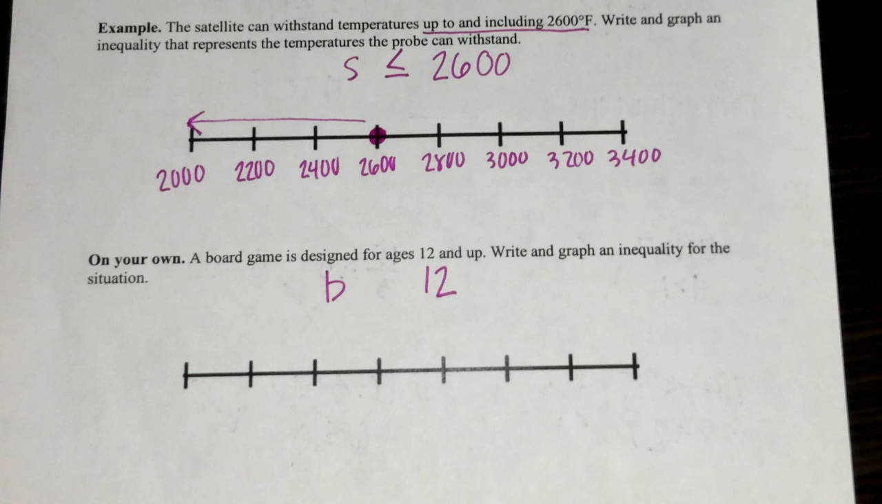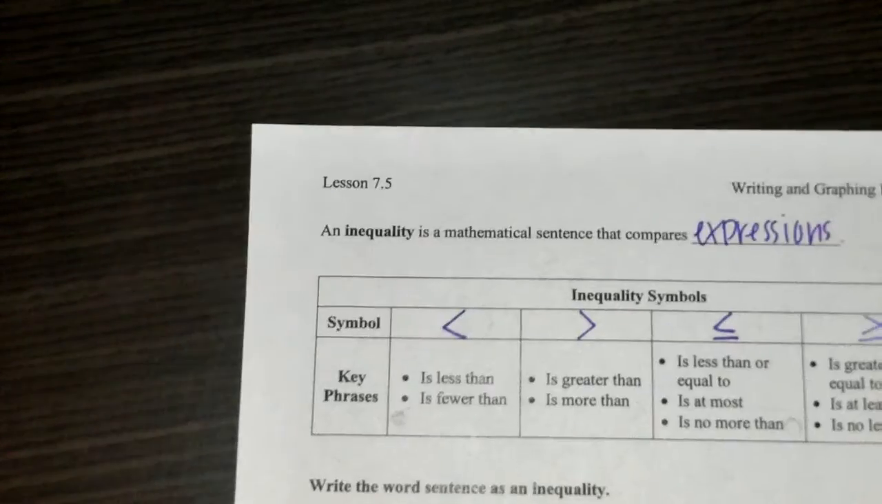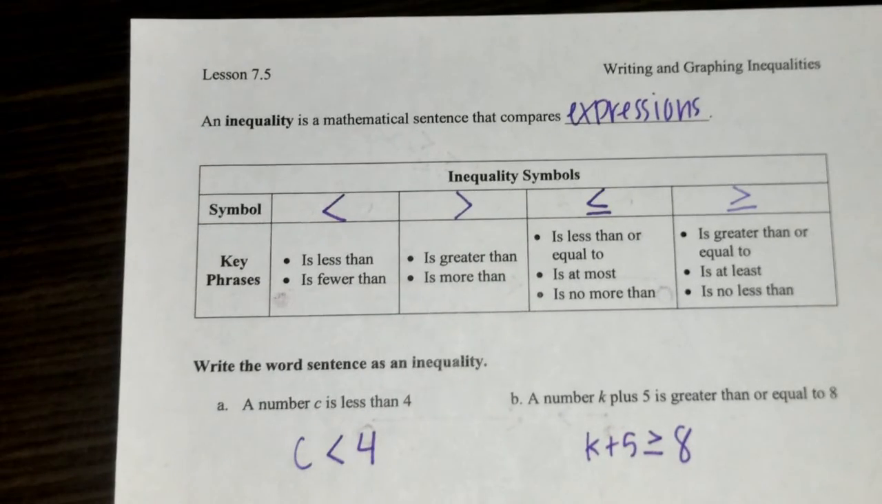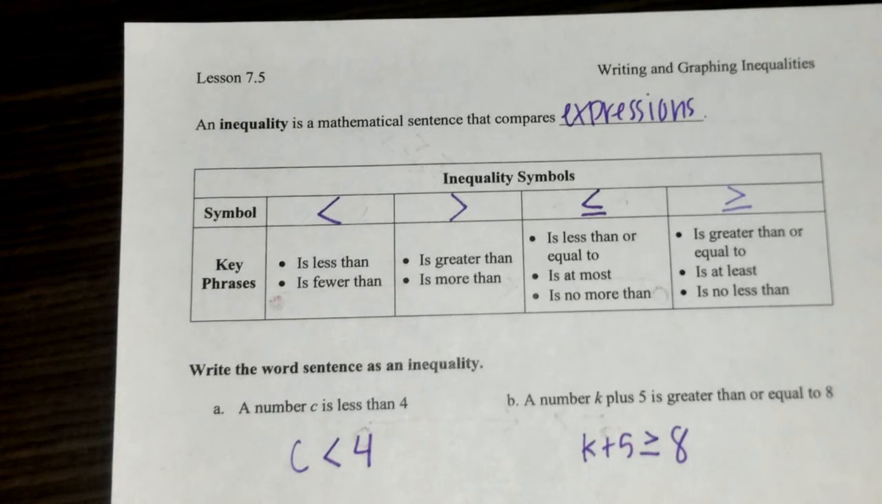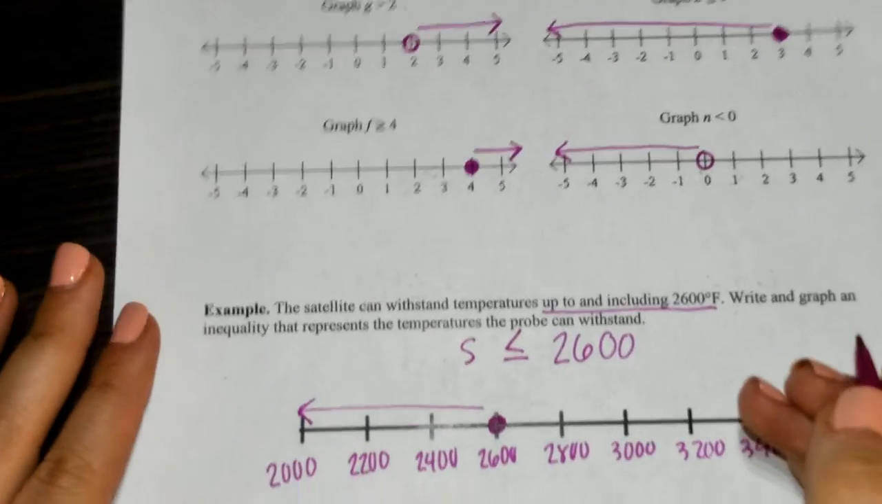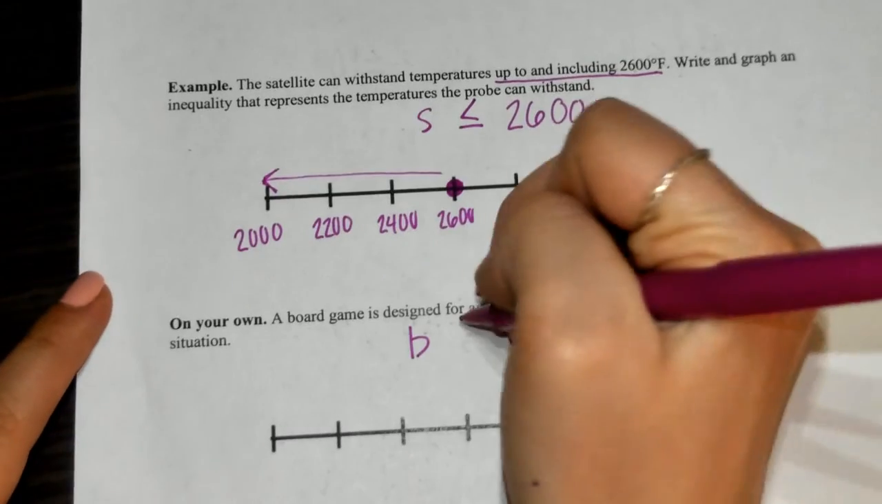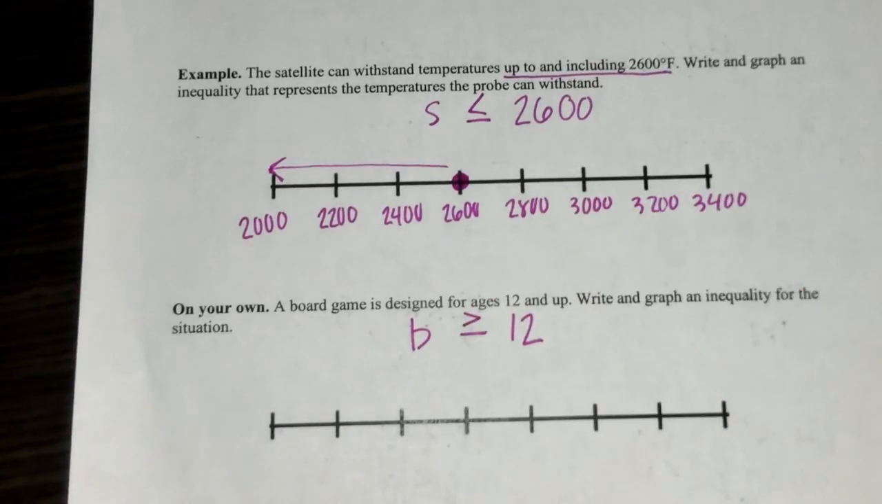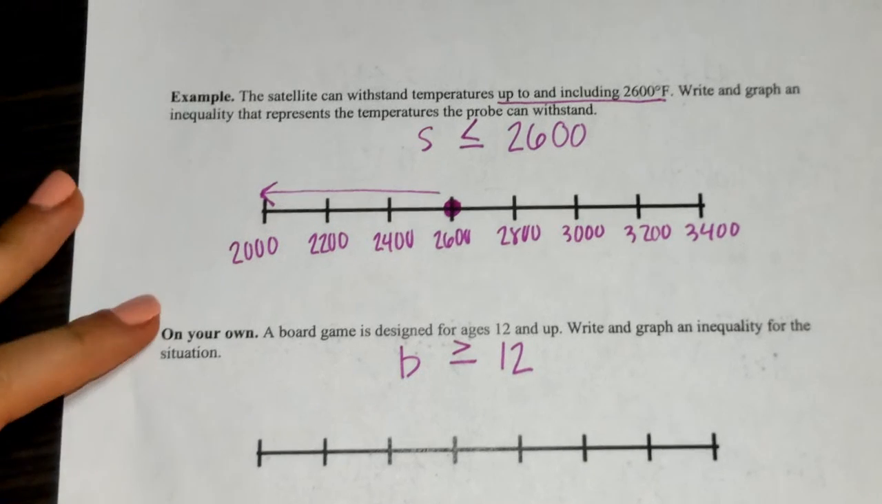Well, so yes, but what's my symbol going to be? So remember, I have these 4 at the top. Which symbol am I going to use? That represents greater than or equal to. Okay. So we will have B is greater than or equal to 12. That means you can be 12 and playing it. You have to be older than 12.